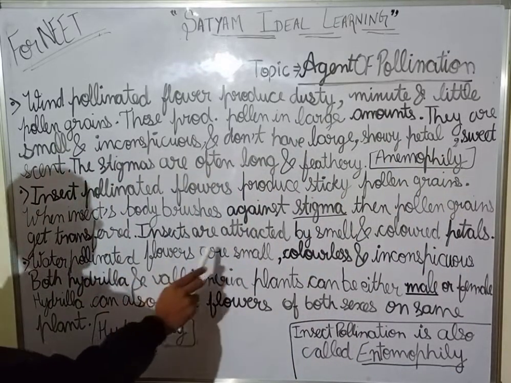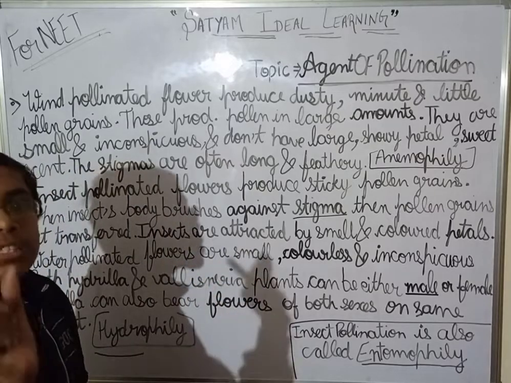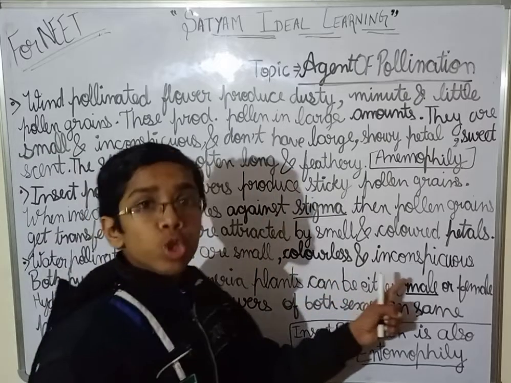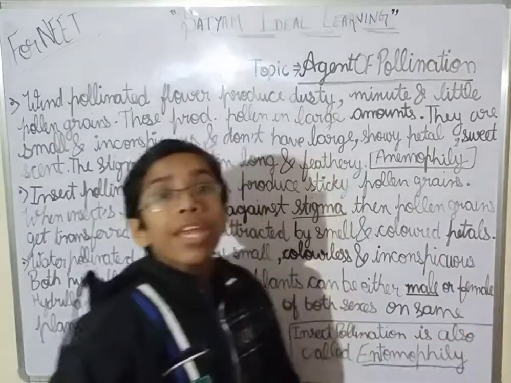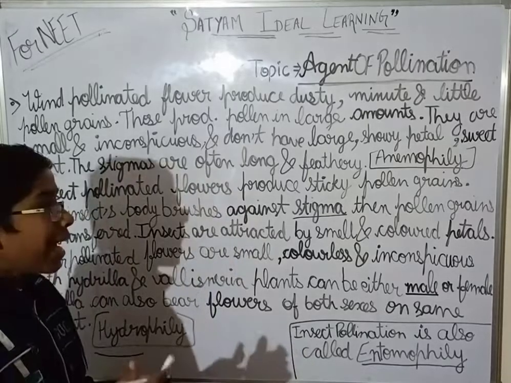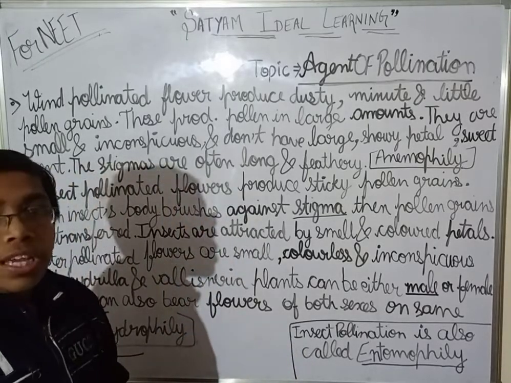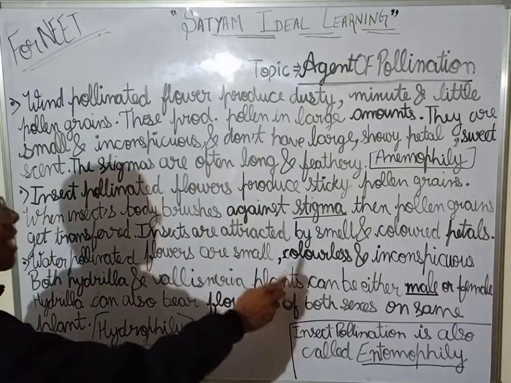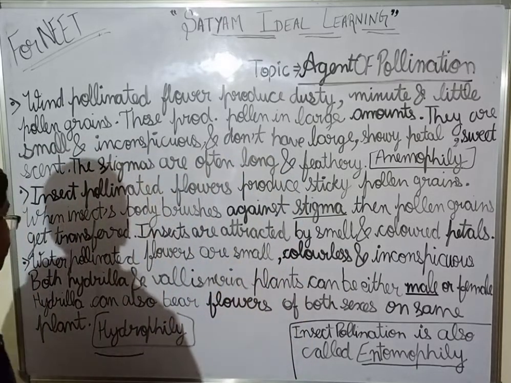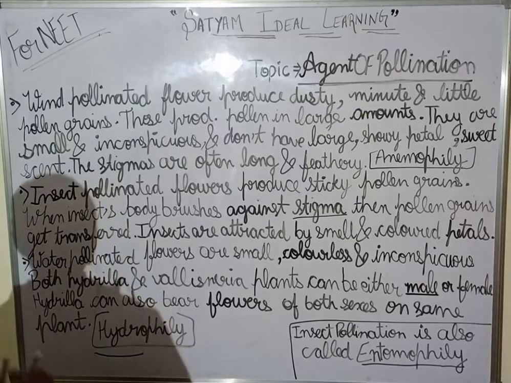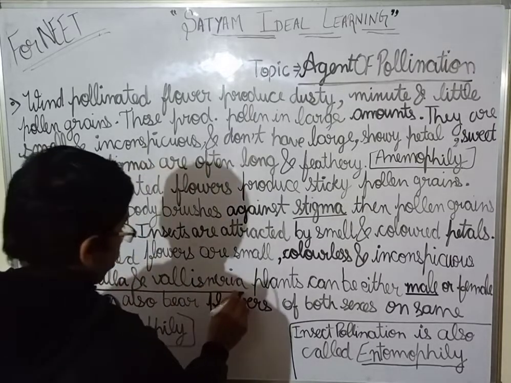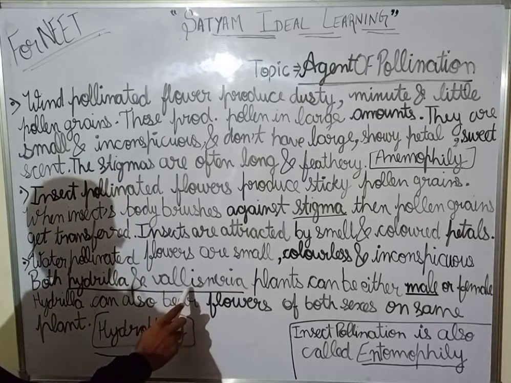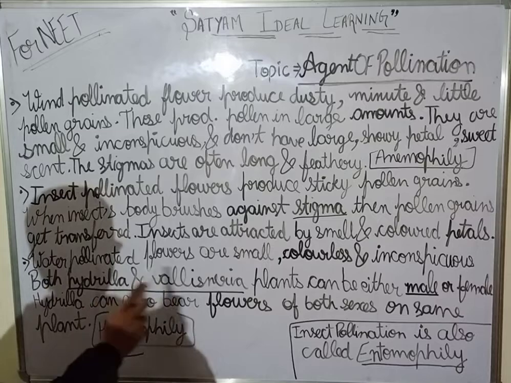Water pollinated flowers are small. These are small flowers and they are colorless and they are also inconspicuous. They are not easily noticeable. Now, examples of water pollinated plants are Hydrilla and Vallisneria. Okay, so these are the examples, Hydrilla and Vallisneria.